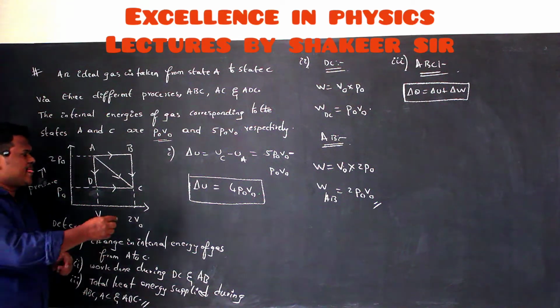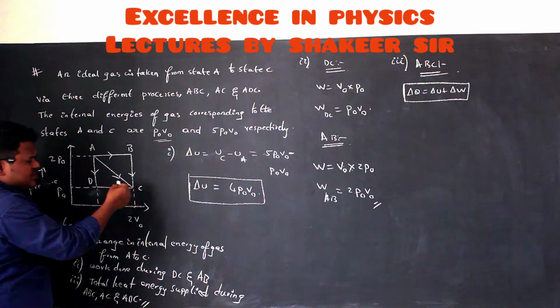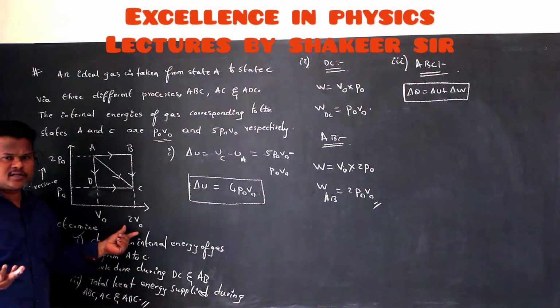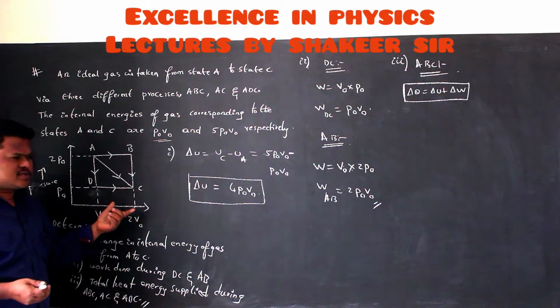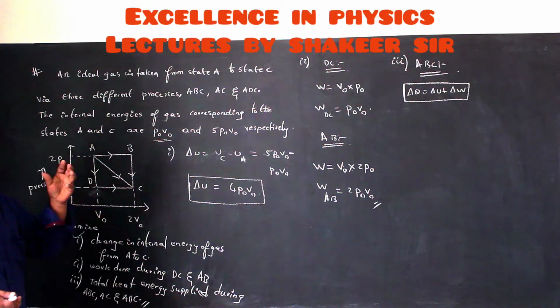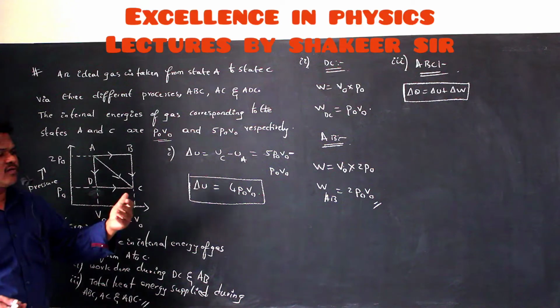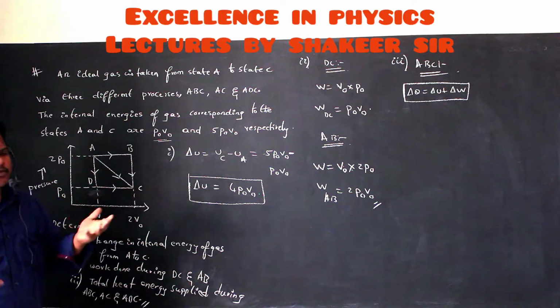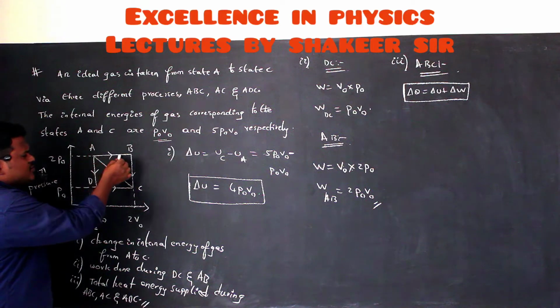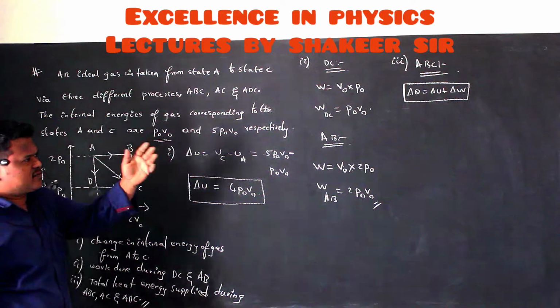So here, in traveling from B to C, work will not be done because volume is a constant. If volume is a constant, it is an isochoric process. In an isochoric process, work will not be done by the gas or on the gas. This already we have discussed. So work is done only from traveling from A to B itself. So therefore, how can I write?